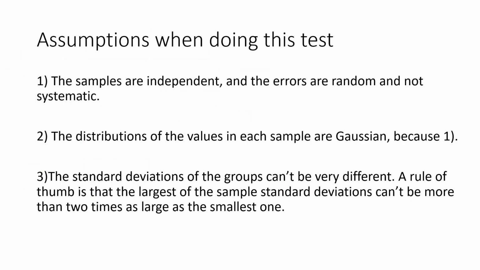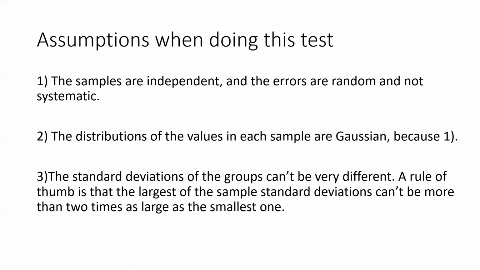Okay, we need to have some assumptions correct before we can really use this test. Our samples need to be independent and the errors need to be random only. That means our distributions are going to be Gaussian, which allows us to use this analysis technique. They're Gaussian because the errors are random only.